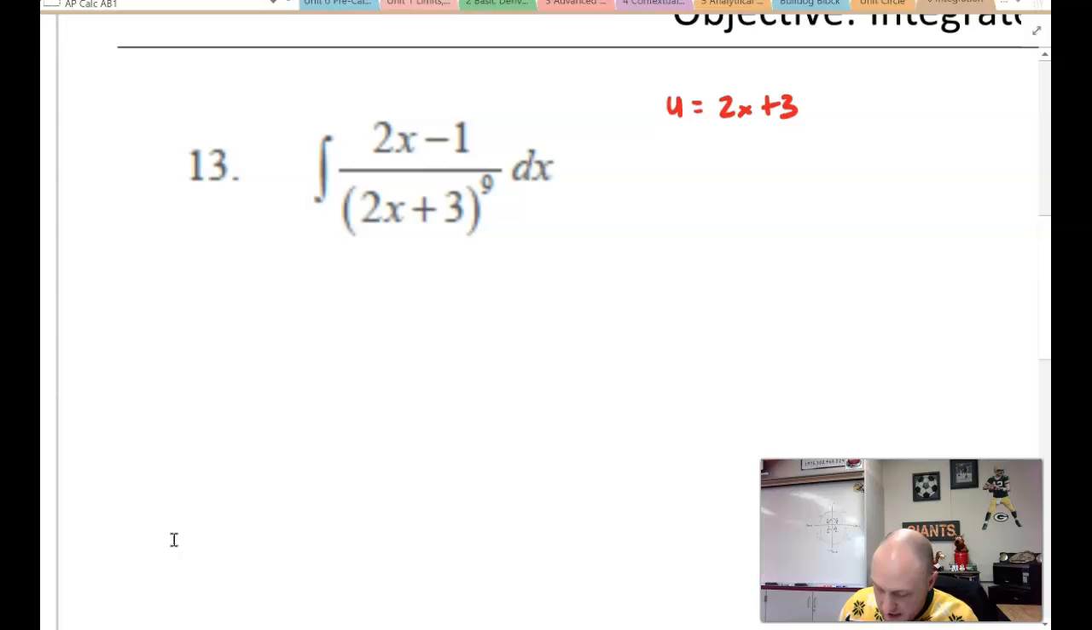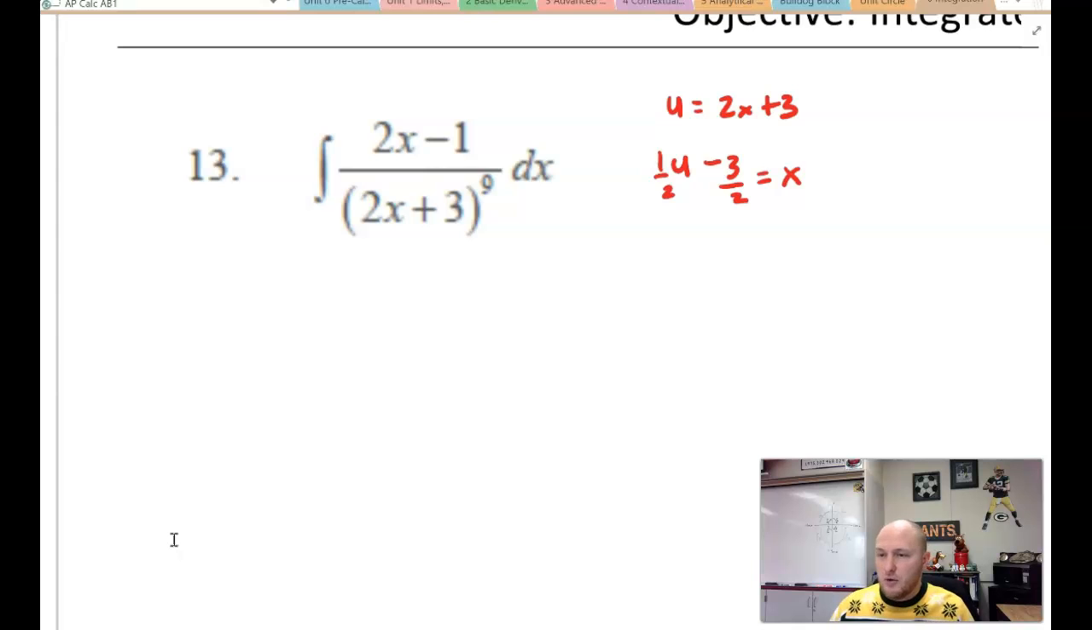Now, if I wanted to isolate what x is, I'm going to subtract 3 on both sides, and then divide by 2 on both sides. So 1/2 u minus 3/2 is equal to x. I just solved for x. If you don't believe me, pause the video, solve for x. That's what it is. Okay?